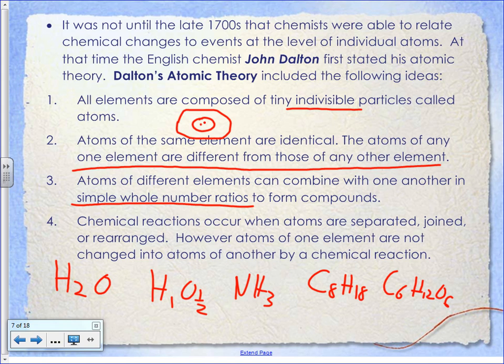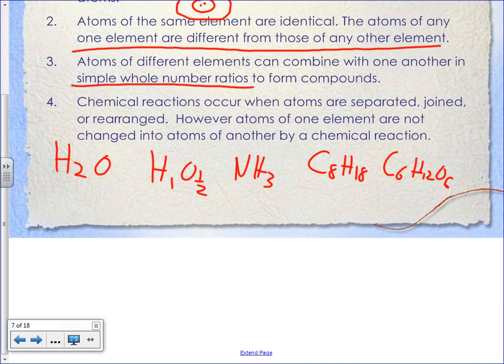All right, the fourth point is probably the most important point in terms of understanding why chemical changes occur. Chemical reactions occur when atoms are separated, joined, or rearranged. Now, when we say atoms are separated, we don't mean pulling apart a single atom. We mean pulling apart a molecule. Splitting an atom isn't pulling it apart. So chemical reactions occur when they are separated, joined, or rearranged.